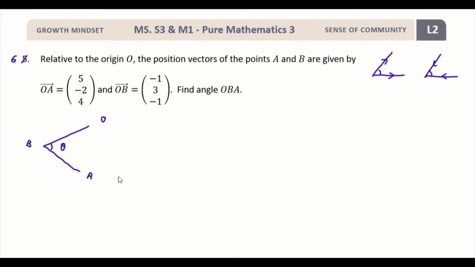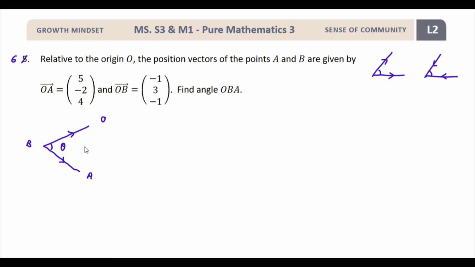If I want to use the definition of the scalar product to solve this question, and I use the vectors going out, then I will need BO and I will need BA. You get what I mean? It's the same thing if you want to draw the going in one, then you will need OB and AB. It's just going to give you the exact same answer.